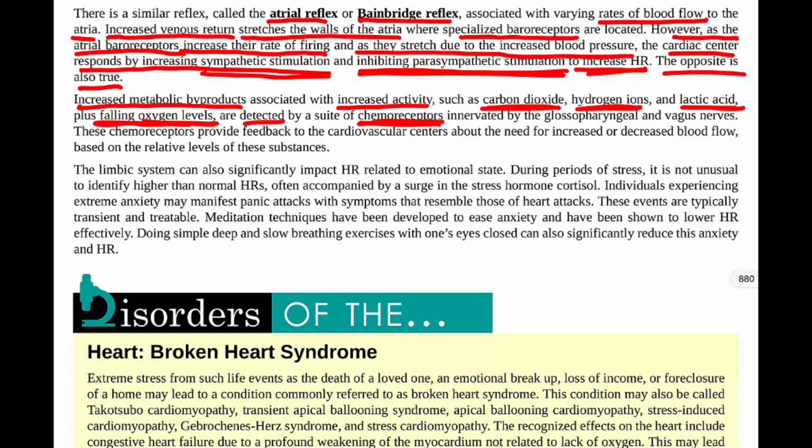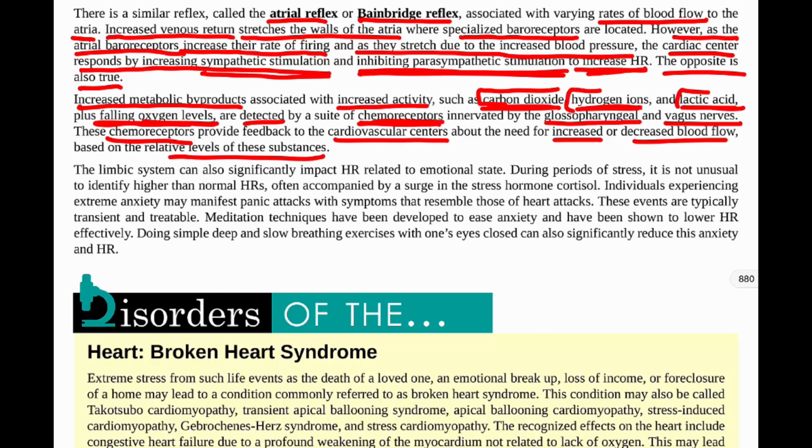They're innervated by the glossopharyngeal and the vagus nerves, if you remember back to the nervous system. These chemoreceptors provide feedback to the cardiovascular centers about the need for increased or decreased blood flow, so based on the levels of these things. So if we have an increase in carbon dioxide, for example, our body's saying, oh, we're going to need more oxygen then, and so then we're going to increase heart rate. Same thing with lactic acid, with hydrogen ions, and falling oxygen levels.